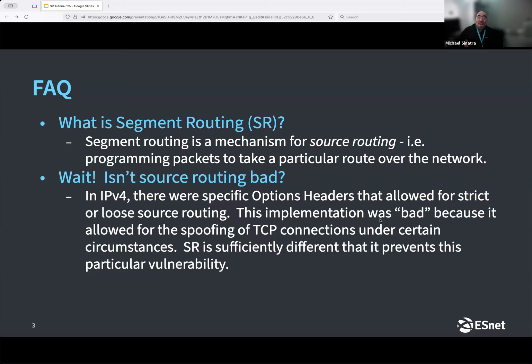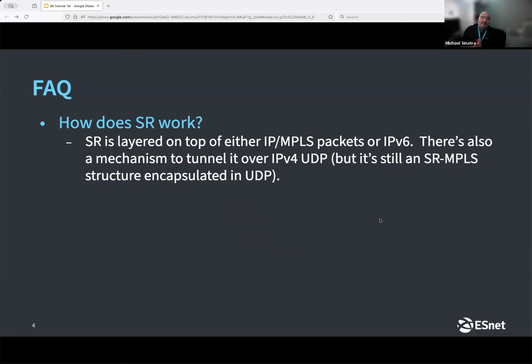Segment routing doesn't work that way because it's usually held within domains, but more importantly, it only works in one direction. So in order to program a packet in any way, you can only do it in one direction. If you want to do the return direction, you have to go to the other side and program the packet coming back the other way. So that's a really important way to distinguish between the old, bad loose source routing of IPv4 and the source routing that segment routing tries to do.